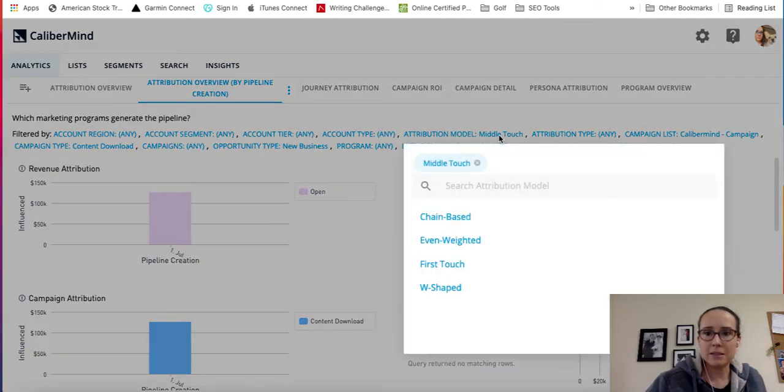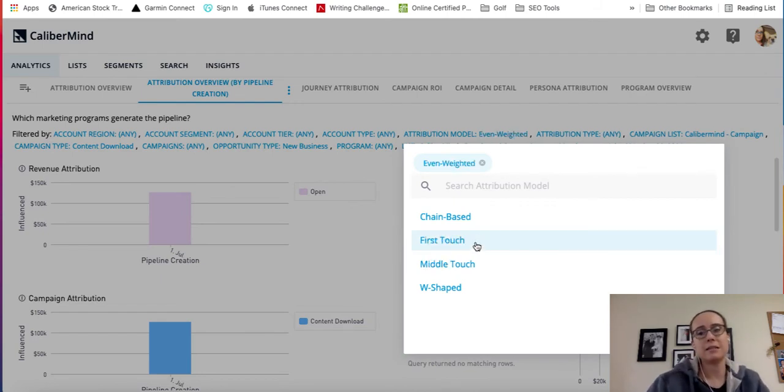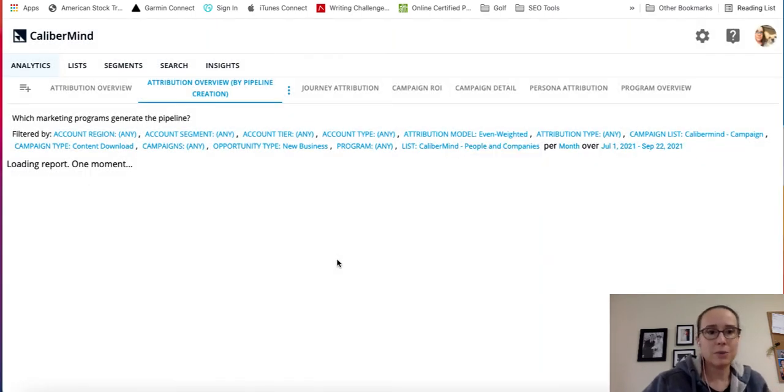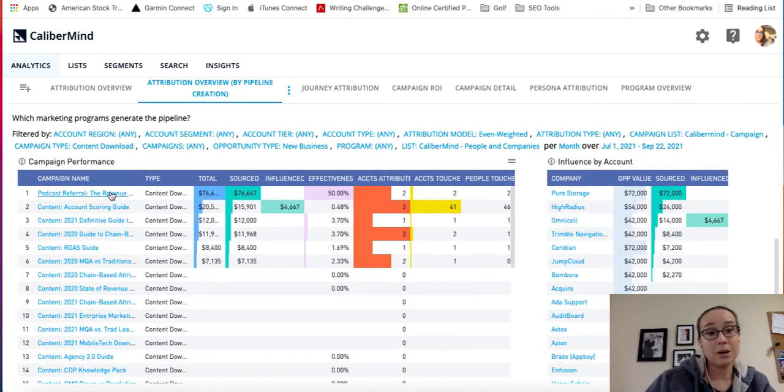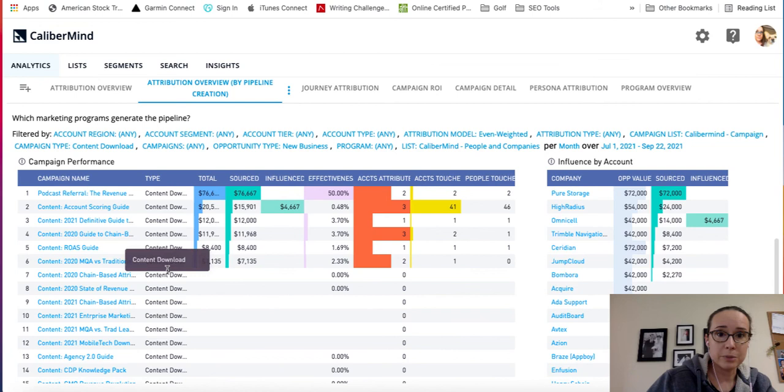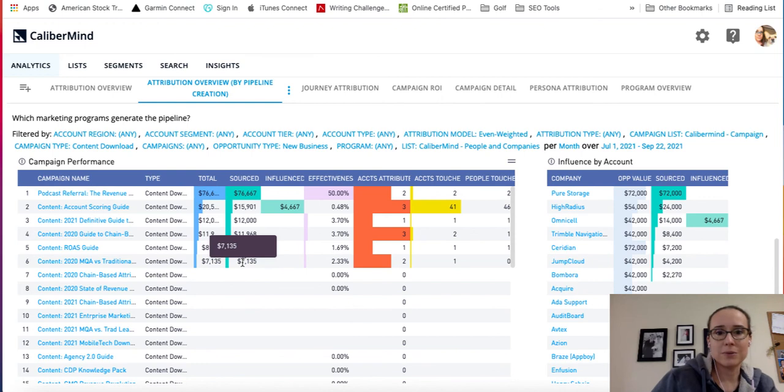So let's go back to the even weighted and look at how that distribution changes across those content types. We really only had one piece of content that was being pointed out in first touch and one in middle touch. When we look at even weighted, there are far more pieces of content being attributed, a little bit of influence, again going back to that account scoring guide, and you can see that people are interacting with content between first touch and last touch with these campaigns that weren't mentioned before when I looked at either one of those single touch models.